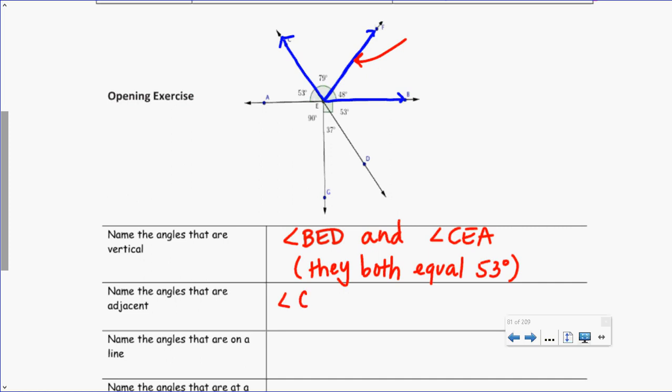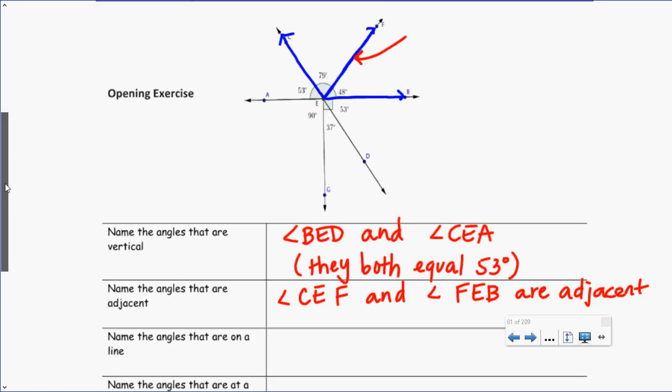So angle CEF and angle FEB are adjacent. Okay, they're next to each other, they share a ray.